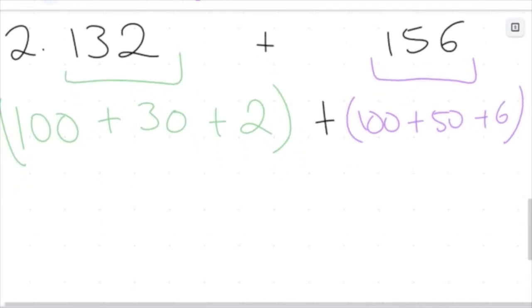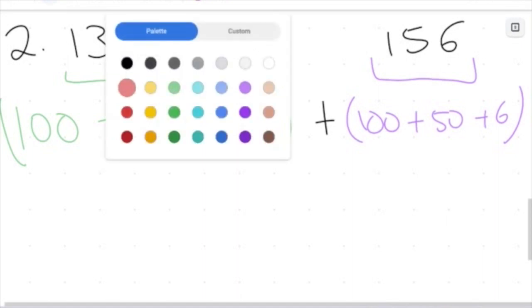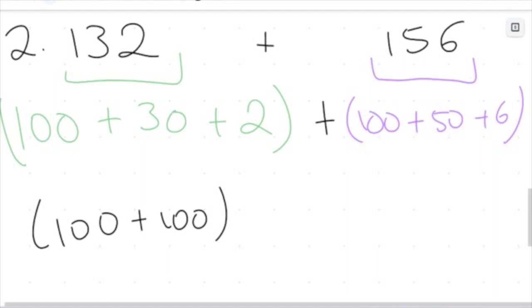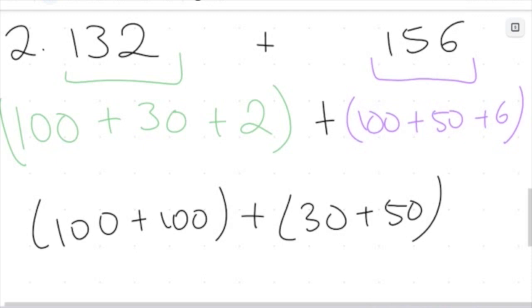Now, let me do one more line where I'm just grouping all of these together. So I'm going to group my hundreds here: 100 plus 100. And if you remember from the previous video with my associative law, it doesn't matter which order I add these brackets in. It's always going to give me the same answer.